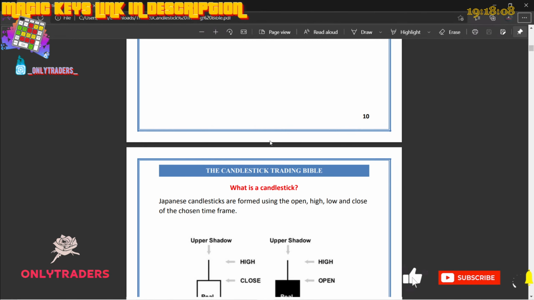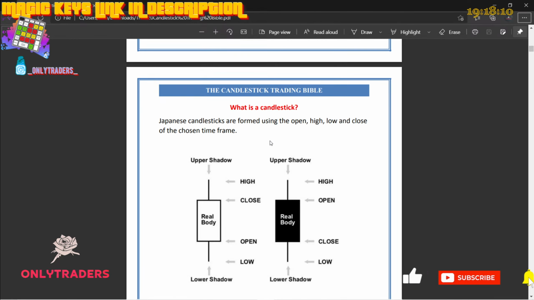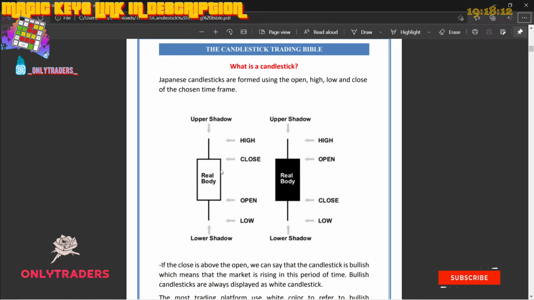With that being said, we want to go straight into it, and we start off with what is a candlestick. This is the candlestick right here. This is what you'll be seeing on the charts, most likely in red and green form. Red is usually the bearish candle, green is usually the bullish candle. And as you can see from here, we have the candlestick body.